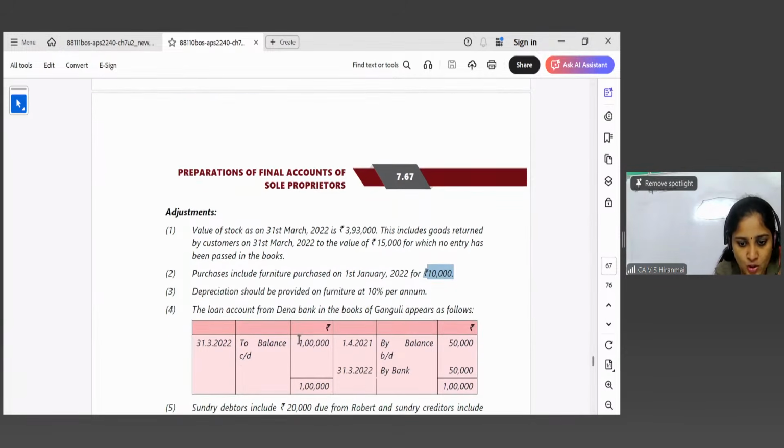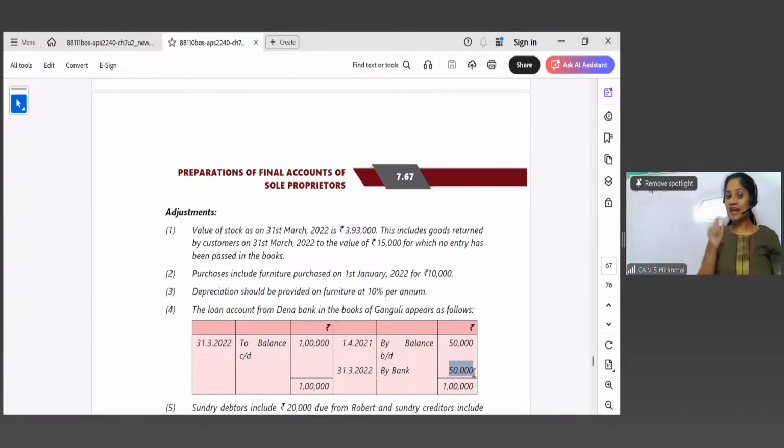They have taken a loan from Dena Bank to the extent of 1 lakh. But please see, they have taken it in two installments. The first installment is on the opening date, 50,000. The second installment is on the closing date. If this breakup is not given, my dear students, you will wrongly calculate the interest on the entire 1 lakh rupees. But now 50,000 is taken on the closing date.